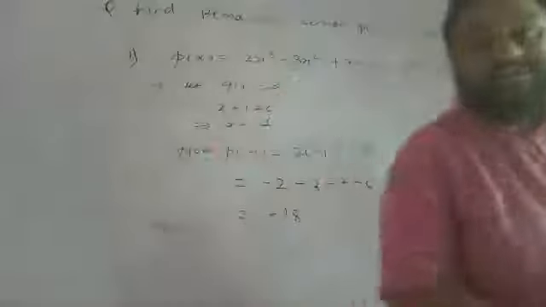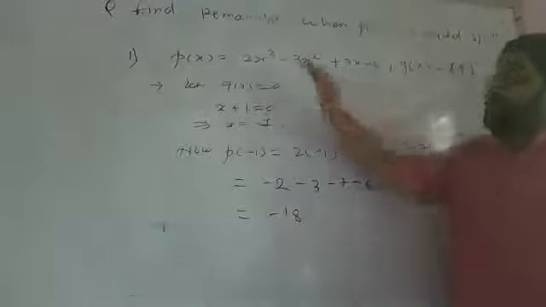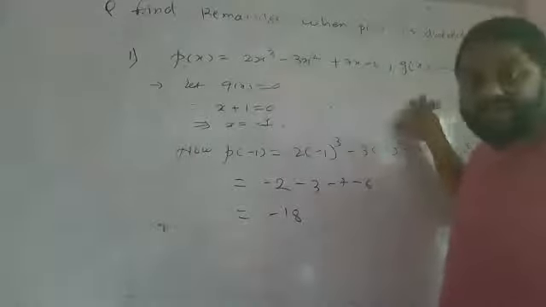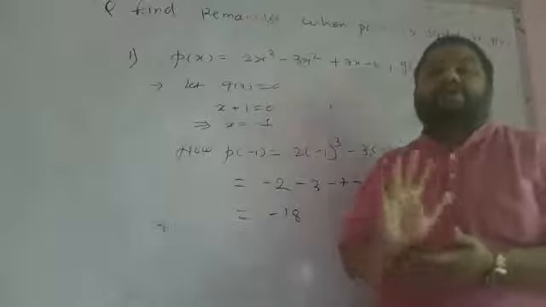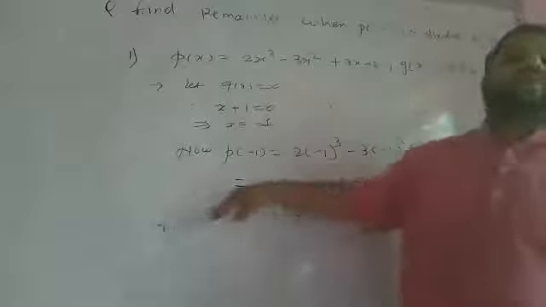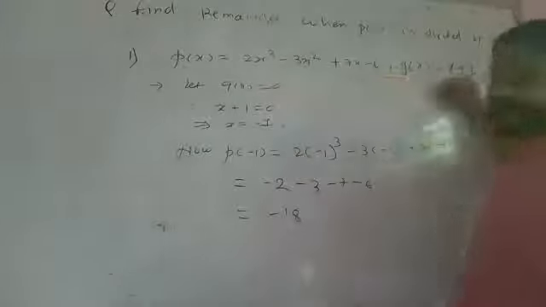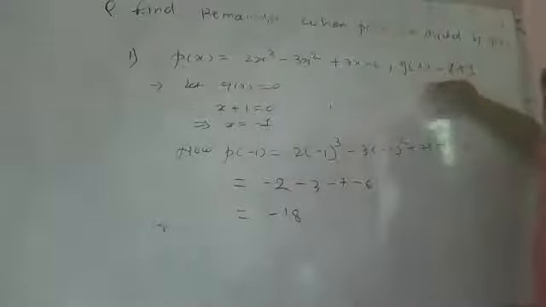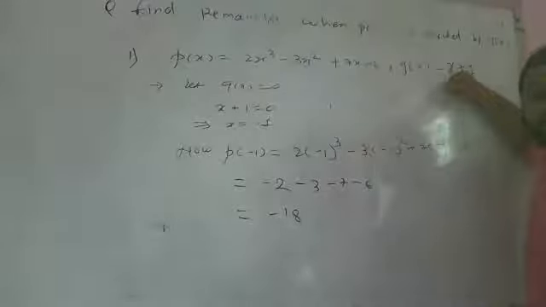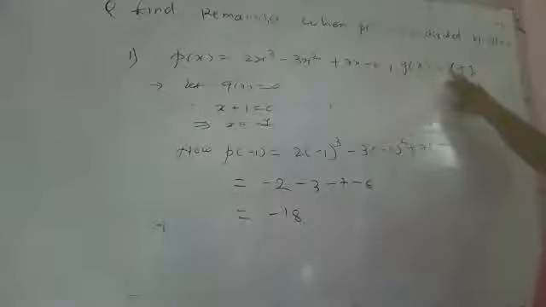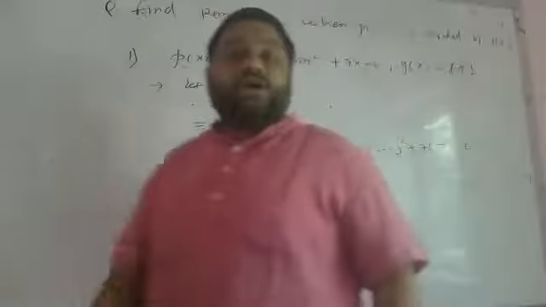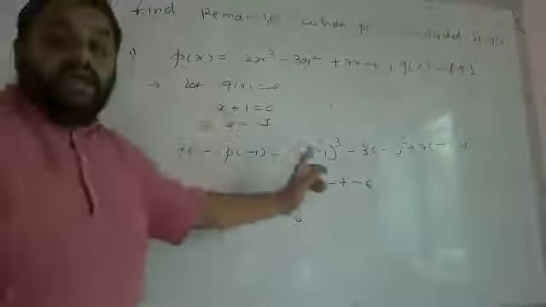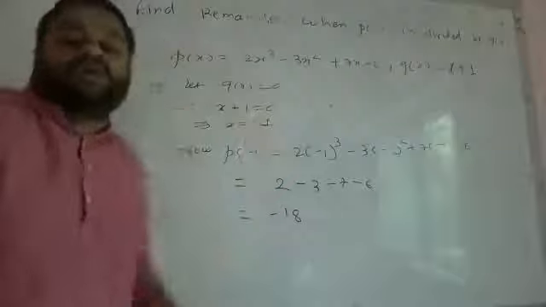Listen carefully again. The question is: when P of x is divided by g of x, find the remainder. Means in long division, if you divide P of x by g of x, what is the remainder? How will you find it? You will equate x plus 1, that is g of x, to 0. So x will be minus 1, and you will find the value of P of minus 1.